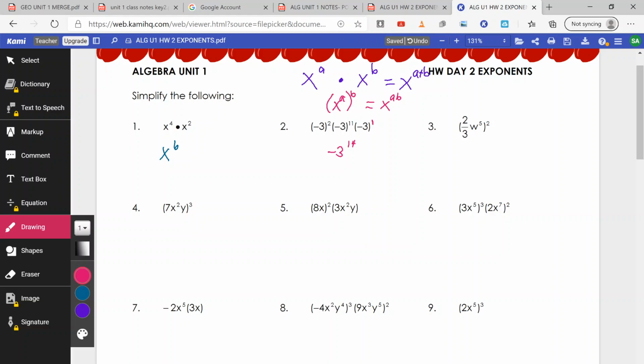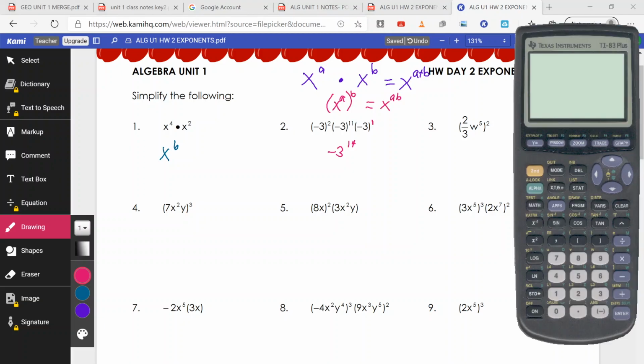Number 3 is a different situation. I have 2/3 w to the fifth, and I'm raising it to the second power. So if it's inside parentheses with an exponent outside, it looks like our second solving method. So whatever's inside our parentheses here gets raised to the second power. So our number, 2/3, I'm going to square. Gives me 0.4444, on and on forever.